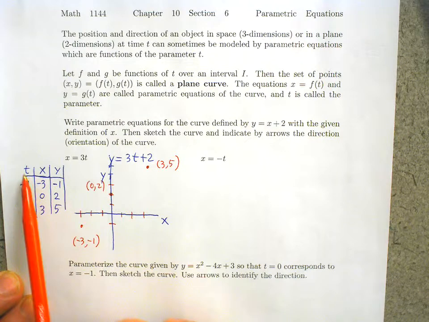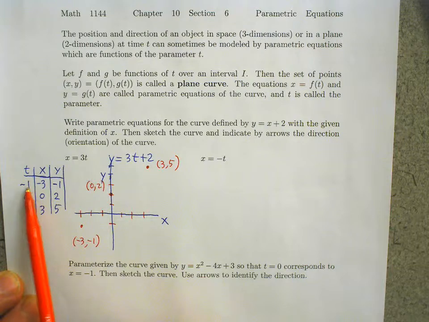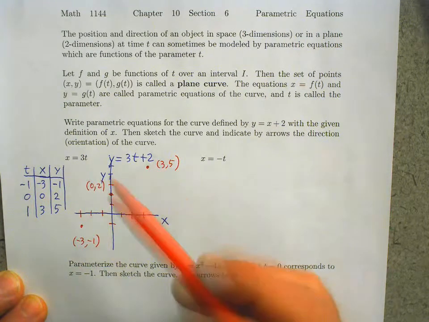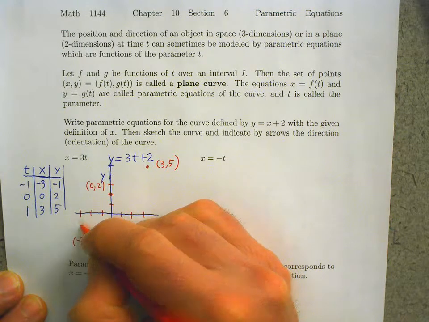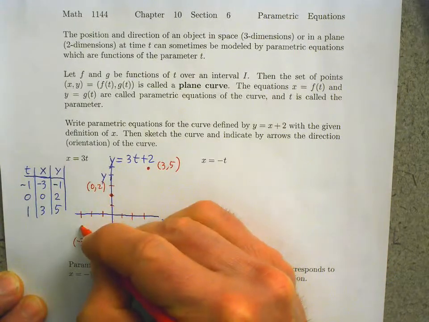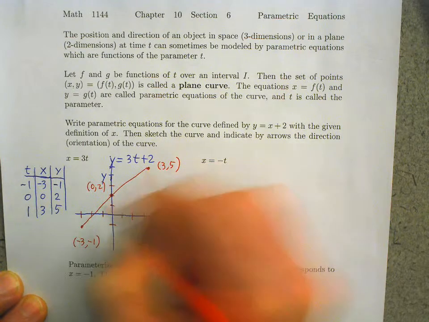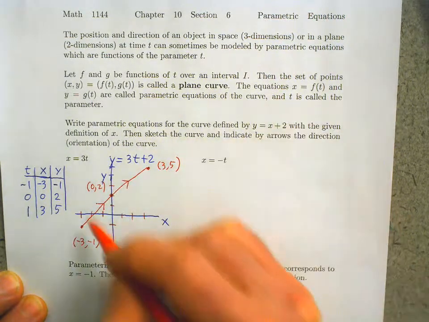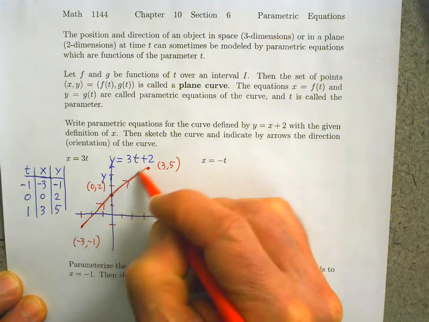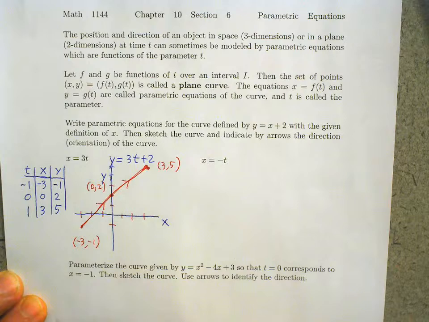Okay, well, the values of t determine the direction. So our smallest value of t starts out at the point (-3, -1). And then as t increases, the direction of the curve is like this. So I indicate using arrows the orientation or the direction of this straight line.